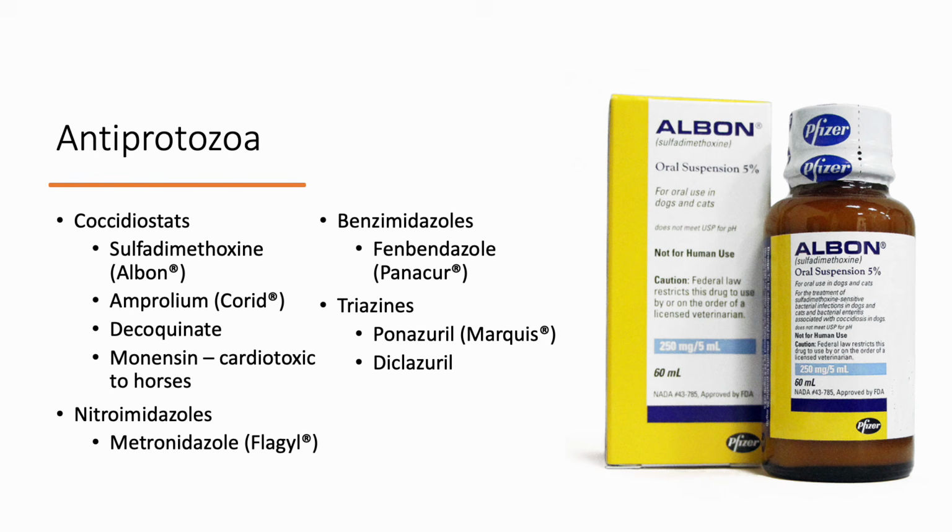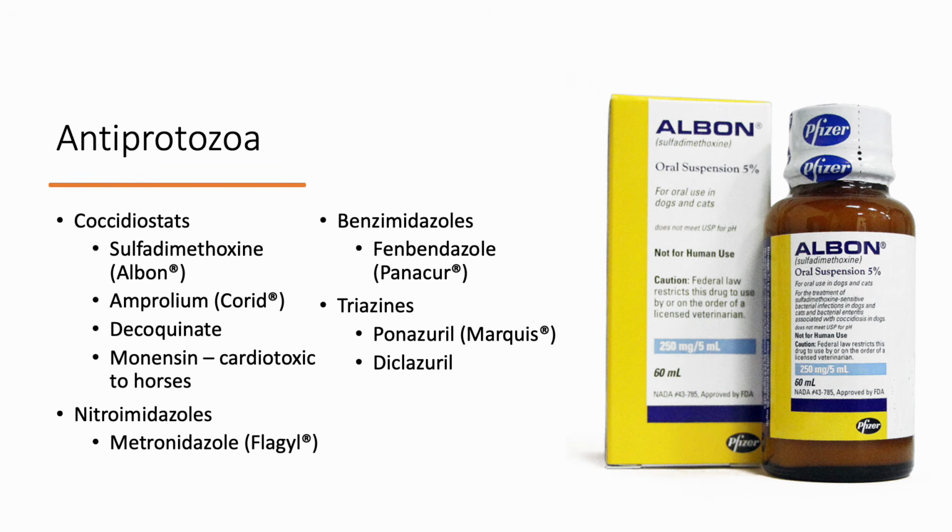Antiprotozoal medications. So the first group are coccidiostats. So these are used to treat our coccidia parasites. The first one is sulfadimethoxine, which goes by the name of Albon. I have a picture of that. Amprolium goes by the name of Corid. Decoquinate. And monensin. Monensin is cardiotoxic to horses, so it could be used in ruminants, but not in horses.